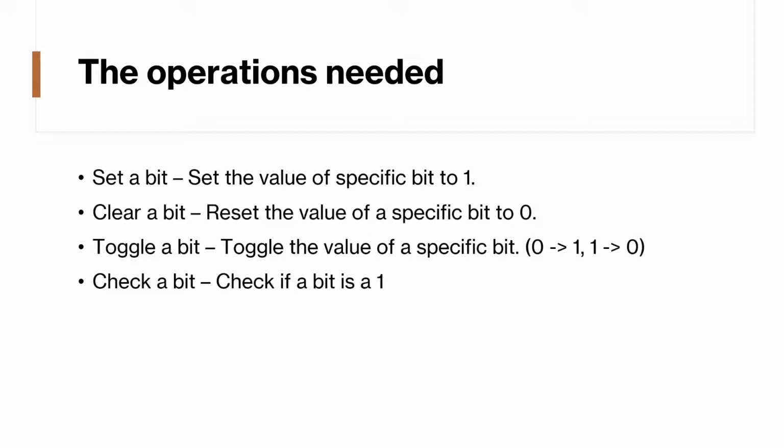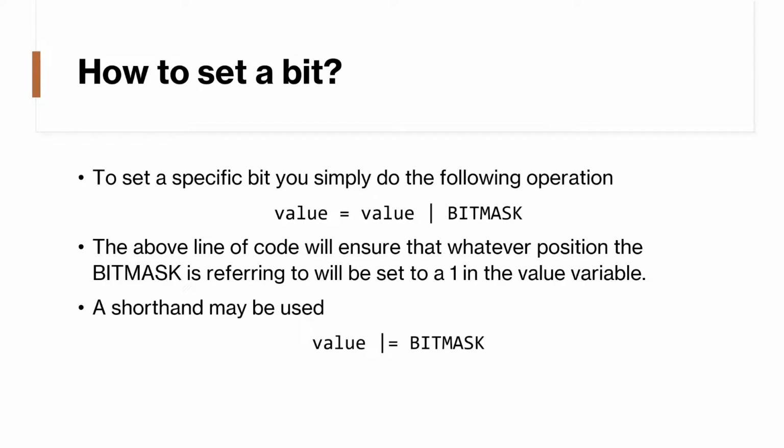It kind of inverts it. And then you can check, and we want to be able to check a bit. When you check a bit, you just check if the bit is a 1. That's all you do. These are the operations that we need to know in order to work with bitwise operators, in order to keep track of state, in order to use them as flags, so to speak. Alright, so first off, you have to talk about how to set a bit.